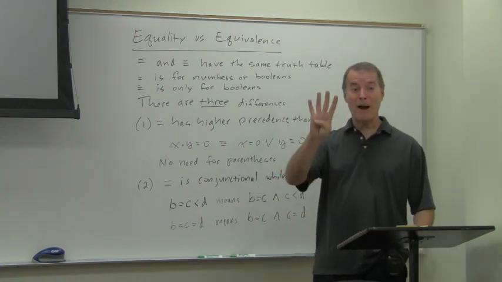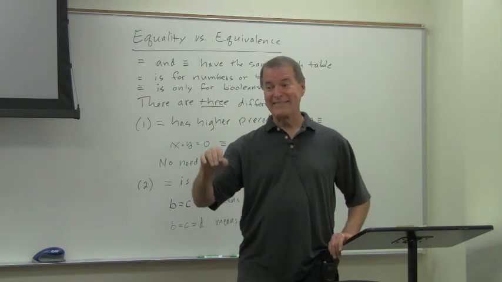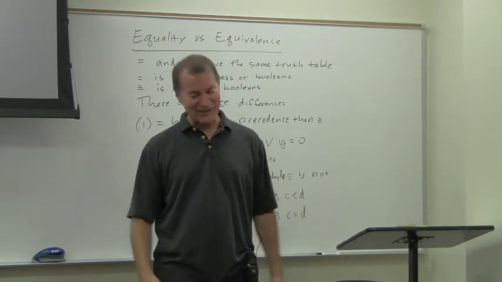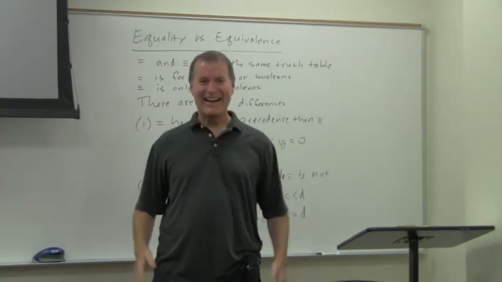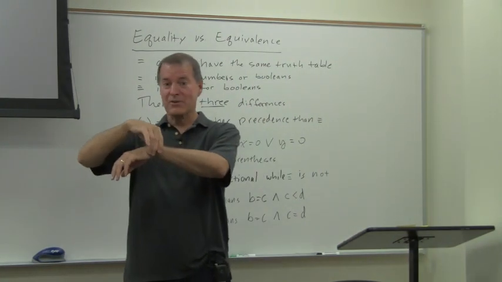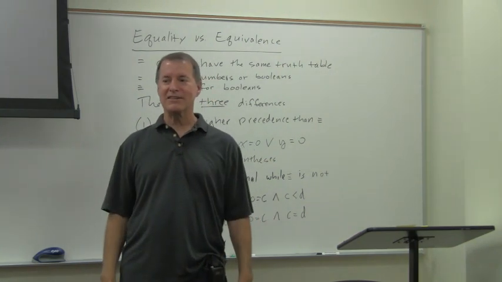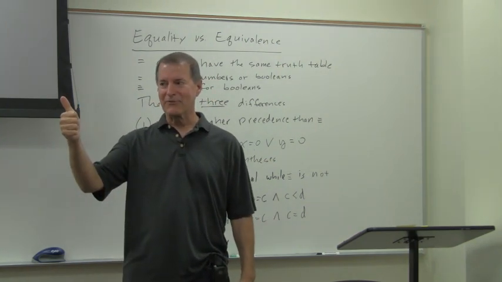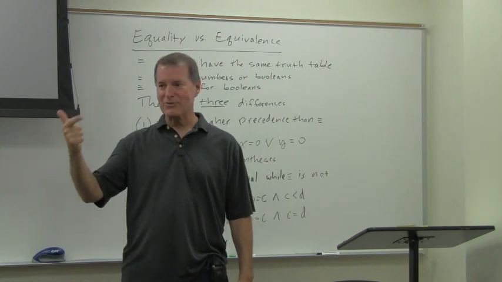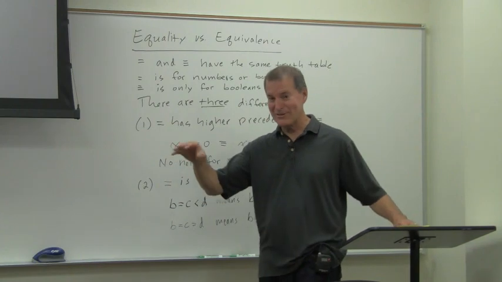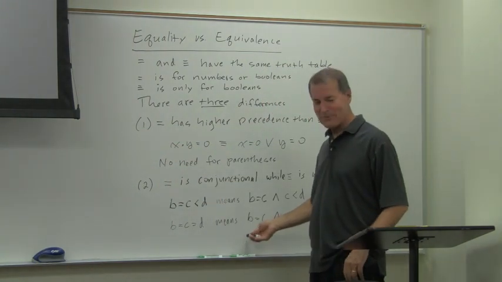And what are the four properties of equality? What are the letters? RSTL: reflexive, symmetry, transitivity, Leibniz. Good. Do you know what each one of those are? Okay, so does everybody see what conjunctional means?